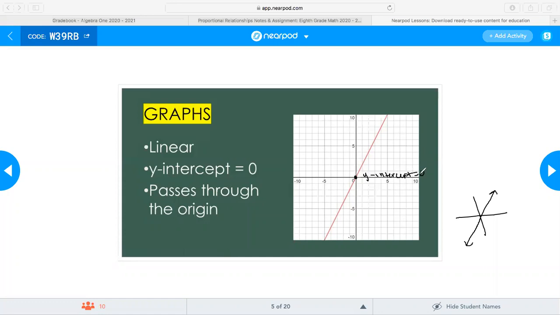Well, what did we say about proportional relationships? They would have a y-intercept of 0. And because of that, I know that this line is proportional. It's as easy as that. The other thing though is it has to be linear, right? A linear line. We're not talking about a line that wiggles all over and just happens to go through the origin. That's not a proportional relationship. So it would have to be a linear line that goes through the origin. So this line is proportional.